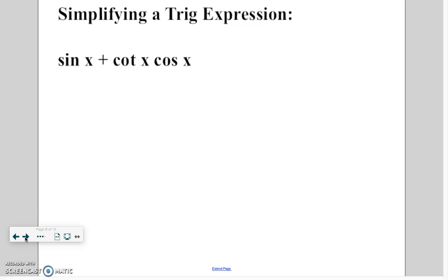All right, so taking a look at the next problem then. Dropped things all over the place. All right, so next problem. Again, we have another binomial. This time, we have sine x plus cotangent x cosine x. So again, it's a binomial. We have a term plus another term.